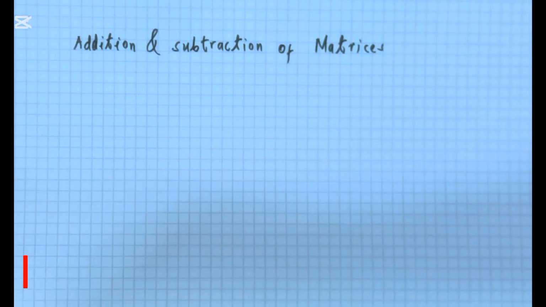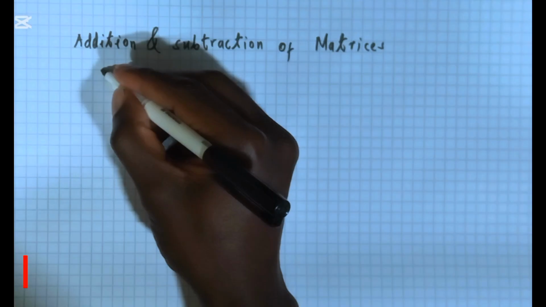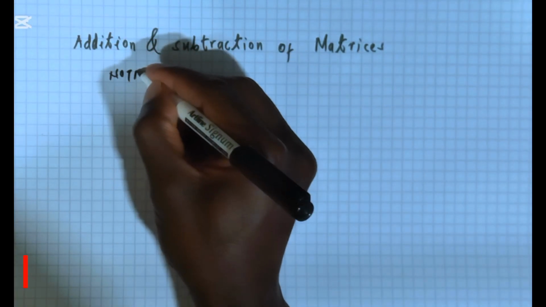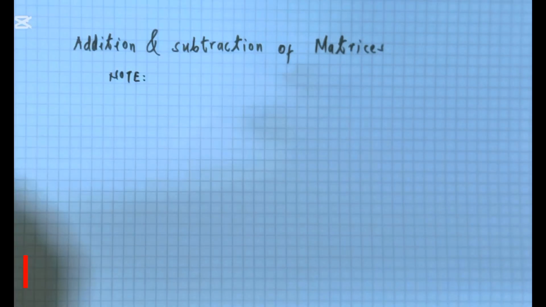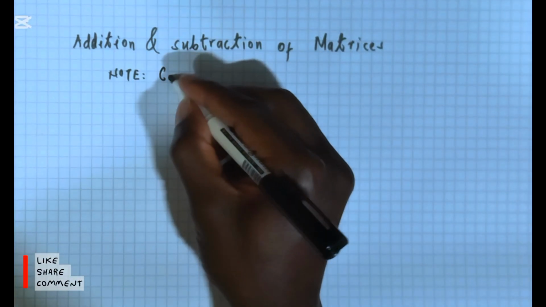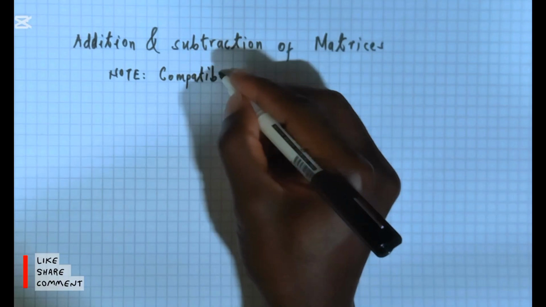Continuation of matrices. We are going to look at addition and subtraction of matrices. Now, before we look at an example, I want to give an important note, and I want to say that we can only add and subtract matrices if and only if they are compatible. So the keyword here is compatibility.